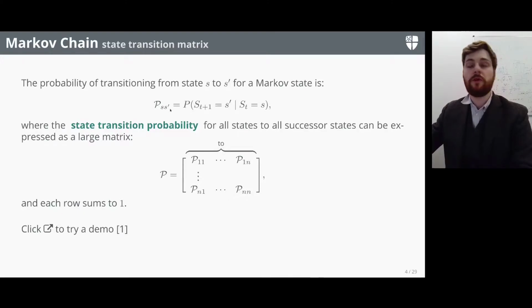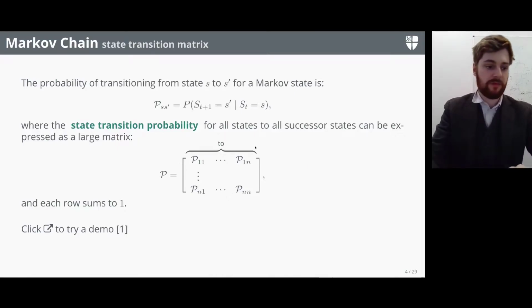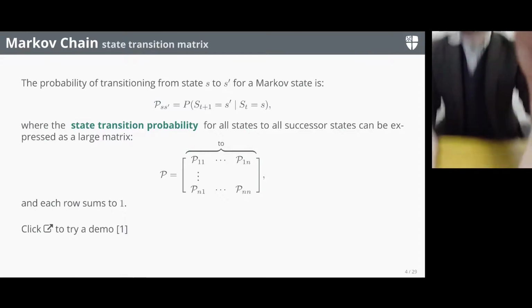And for all the states in our environment, we would represent these probabilities as a matrix where, down the side, you would have A, B, C, and across the top the probability of transitioning to the states A, B, C. I could give a very simple example in my notes here.